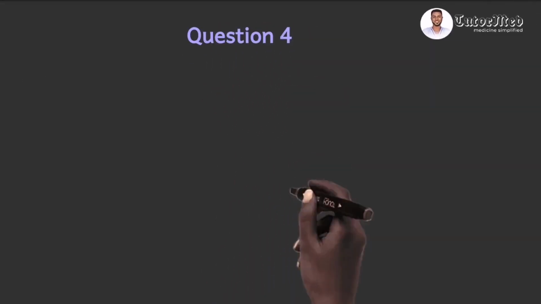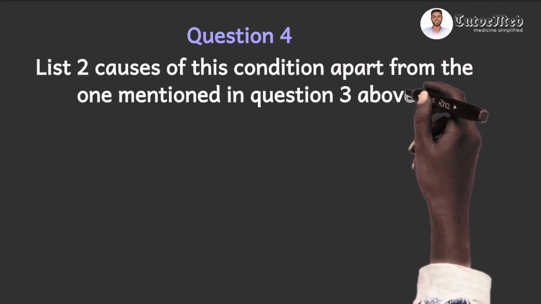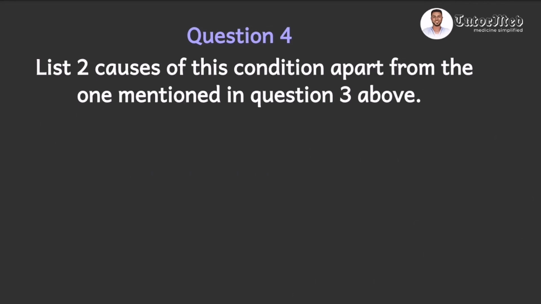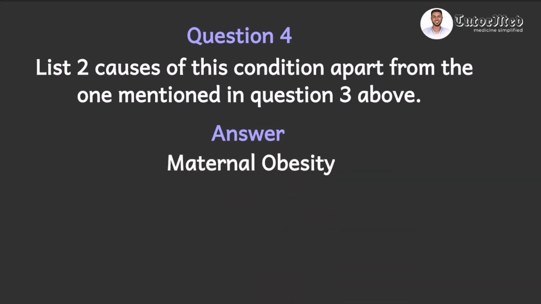Quickly, we move to question 4. Question 4 says, list 2 causes of this condition apart from the one mentioned in question 3 above. So apart from maternal diabetes mellitus, any cause of this condition? Yes. For an answer, we have maternal obesity. That's the pre-pregnancy weight. So before the pregnancy, the mother's BMI was above 30. It can predispose the baby to having macrosomia.